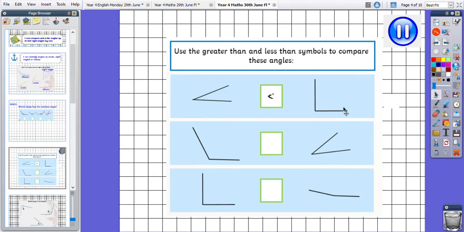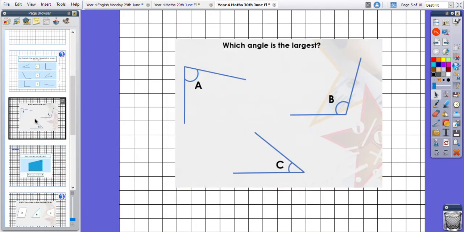Okay, so this 90-degree angle is bigger than this acute angle. This obtuse angle is bigger than an acute angle. And another obtuse angle is bigger than a right angle. Well done.